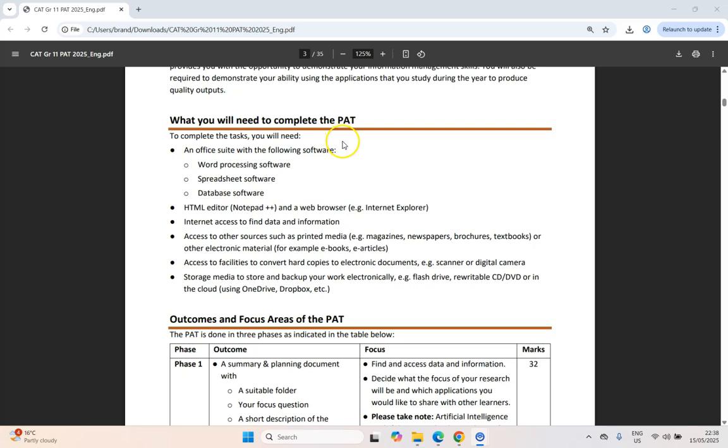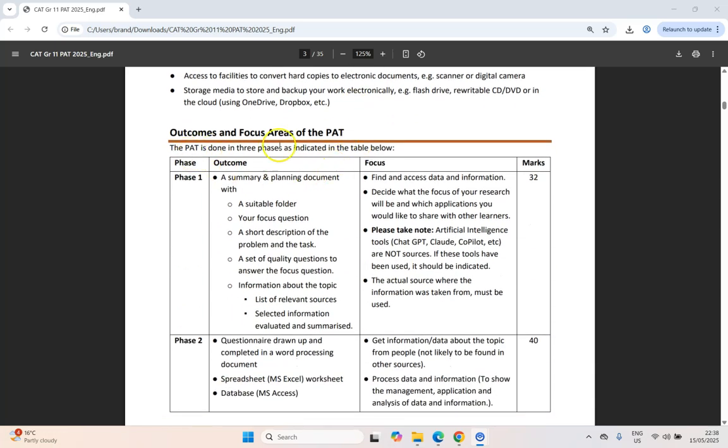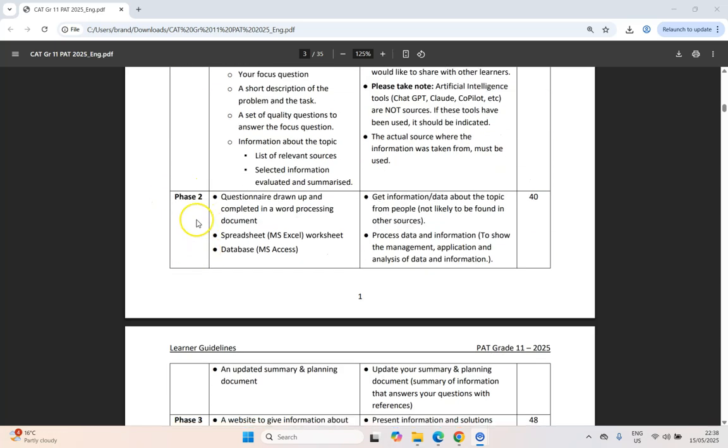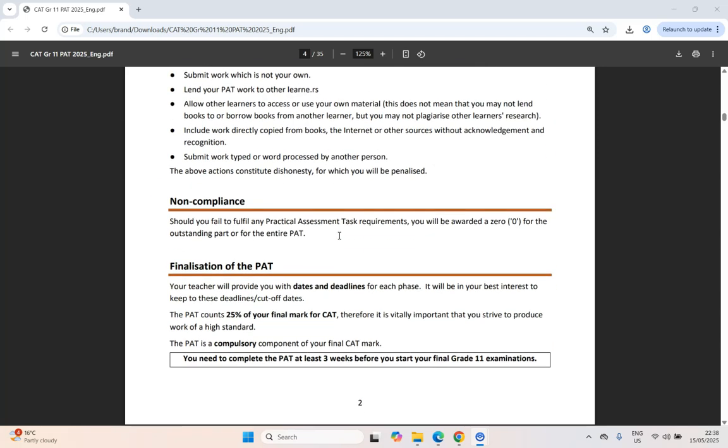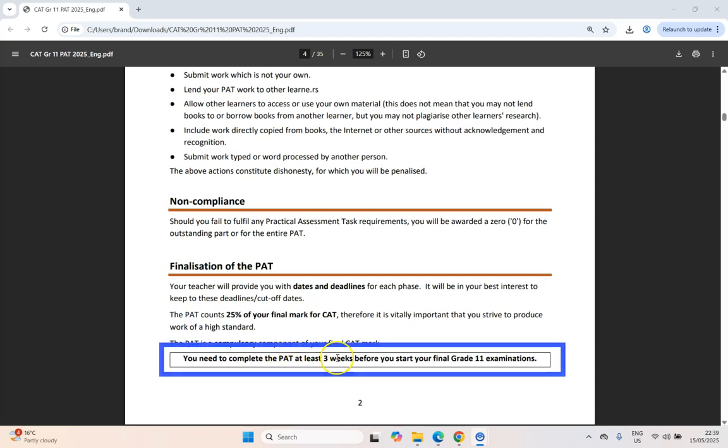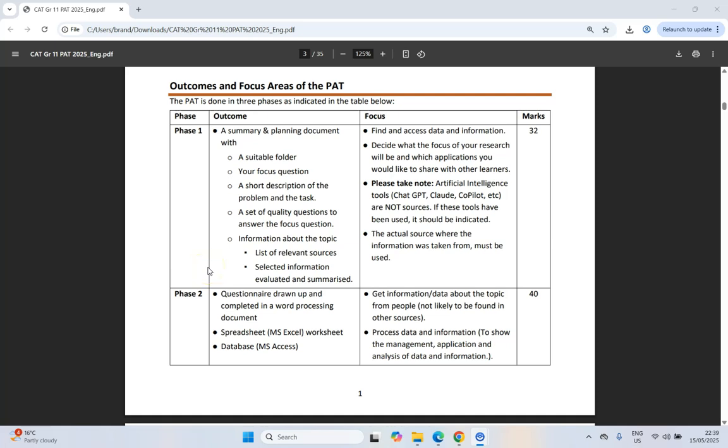So when they talk about what you need to do, there are 3 phases for the CAT PAT. You'll see there's phase 1, phase 2, and phase 3. The main deadline that they mention over here is that it needs to be handed in at least 3 weeks before the start of your final grade 11 exams. You will need to discuss this with your CAT teacher. They will give you the exact date. Just make sure that you take note of that date and make sure that you are getting through everything in time. So let's just look at the outline of these different phases.